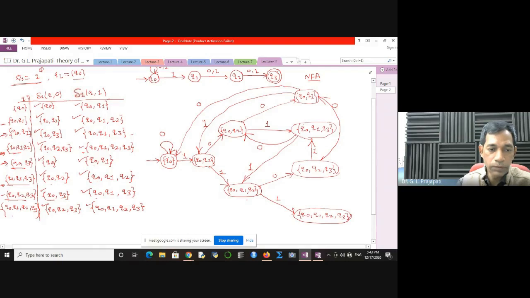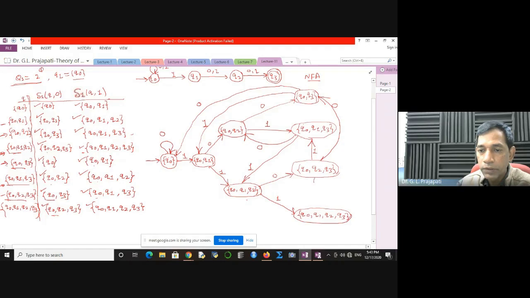Okay. Now the only state that remains is Q0 Q1 Q2 and Q3. If you are at Q0 Q1 Q2 Q3, and input is 0, you are going to the state Q0 Q2 Q3, Q0 Q2 Q3 for the case of 0.